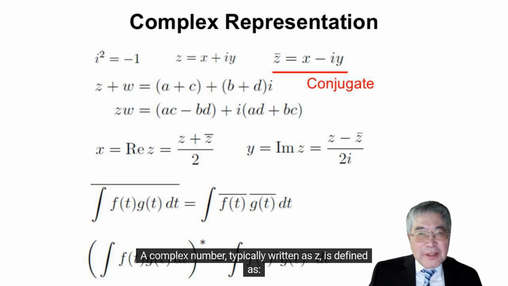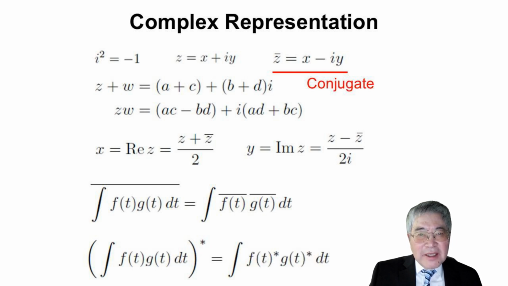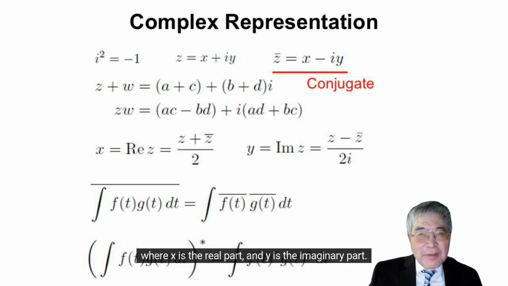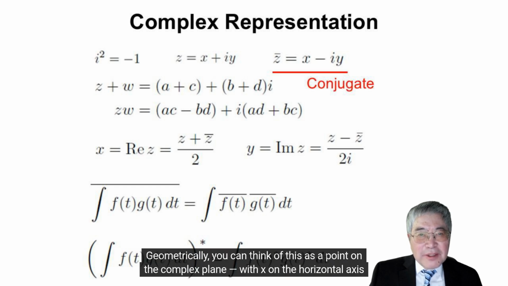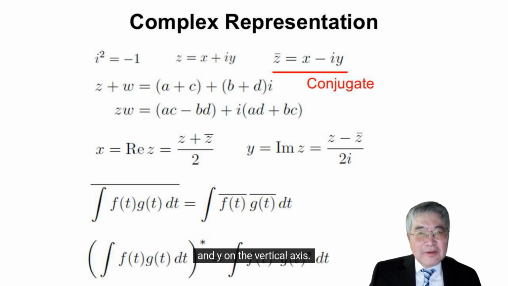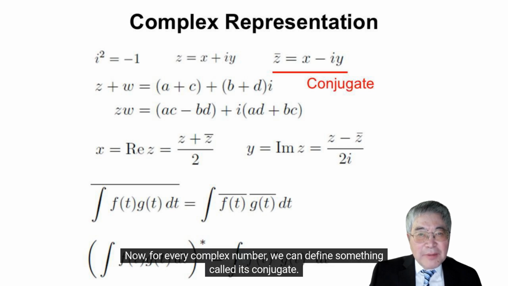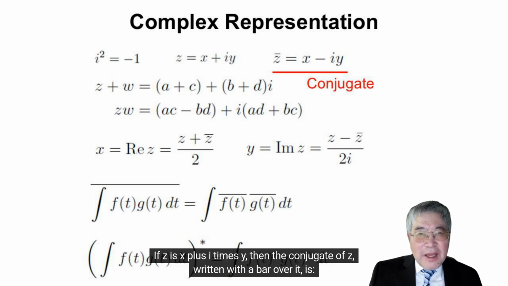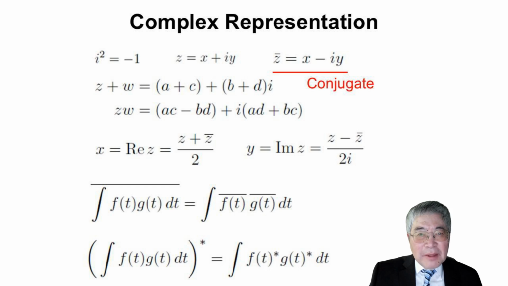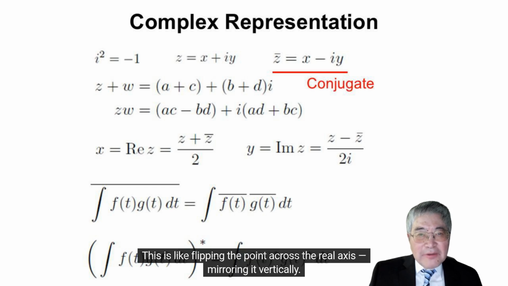A complex number, typically written as z, is defined as z equals x plus i times y, where x is the real part and y is the imaginary part. Geometrically, you can think of this as a point on the complex plane with x on the horizontal axis and y on the vertical axis. Now, for every complex number, we can define something called its conjugate. If z is x plus i times y, then the conjugate of z, written with a bar over it, is x minus i times y. This is like flipping the point across the real axis, mirroring it vertically.